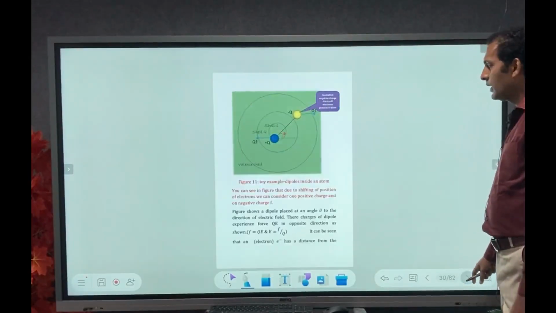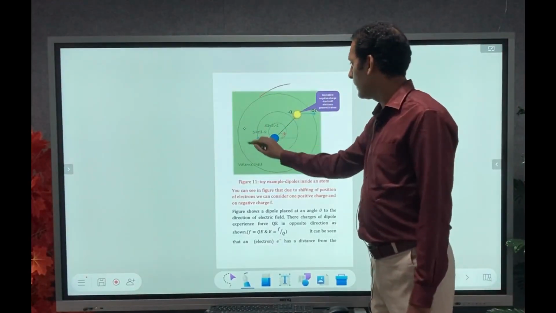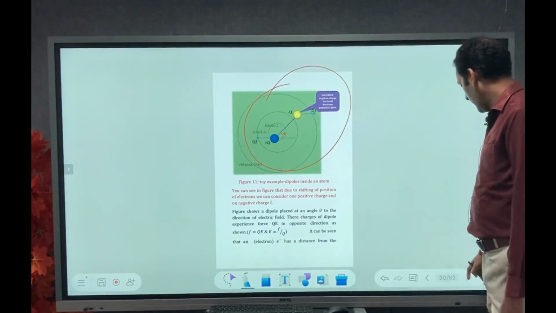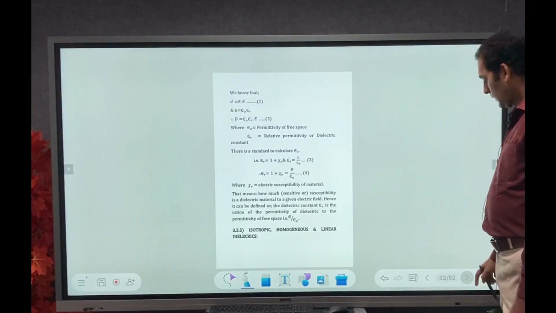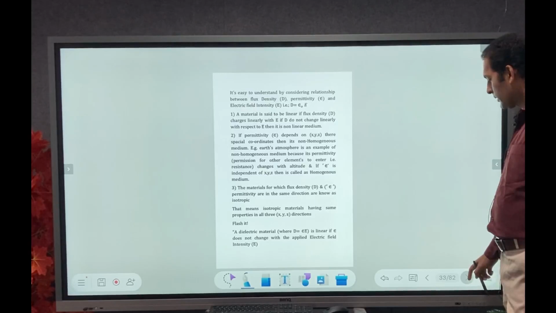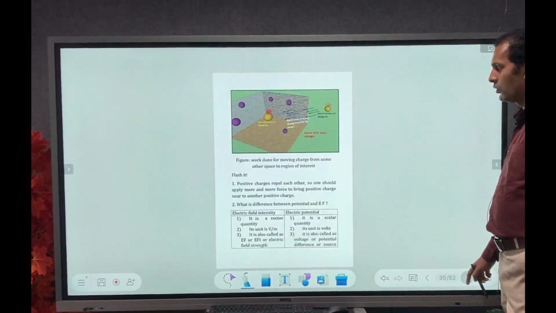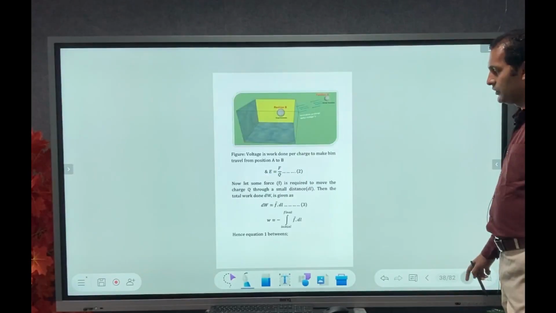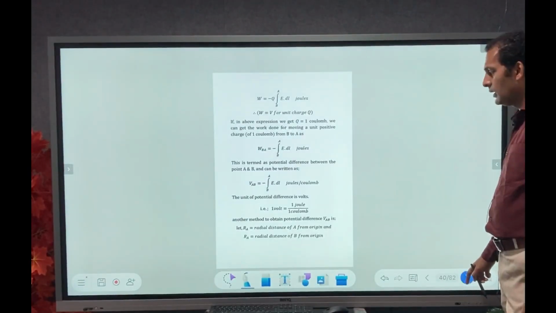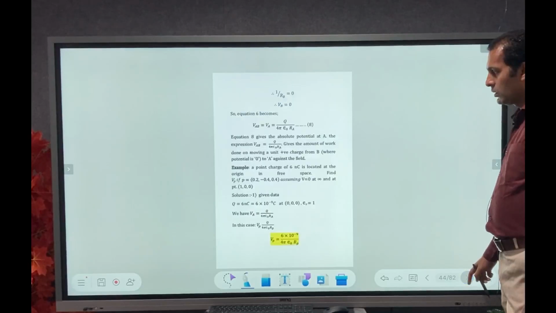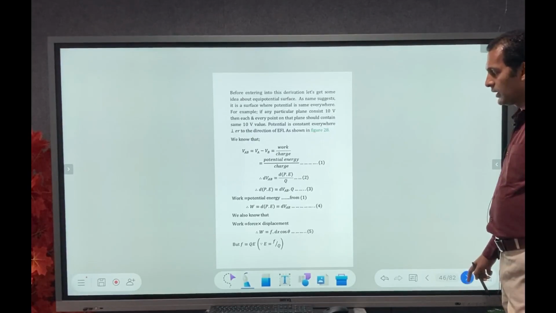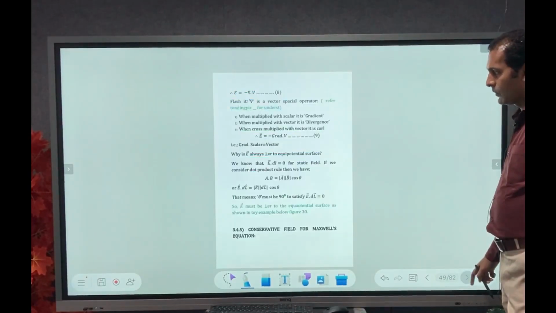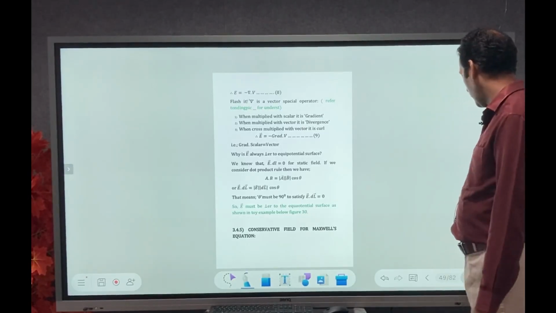Then after that, the generation of dipole we have seen inside the atom, which becomes like a small capacitor. Then dielectric constant we have discussed, various types of materials. We have discussed about potential, the derivation of potential, relation between V and E for the potential. So after that we have seen some examples. Then we have seen the relation between E and V.